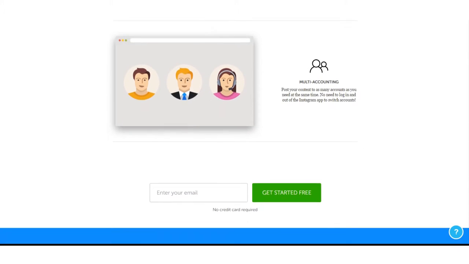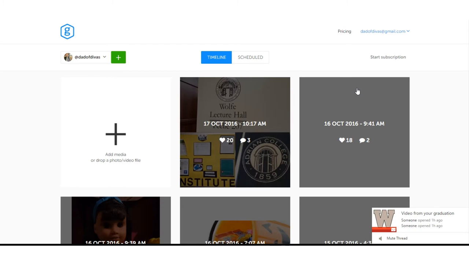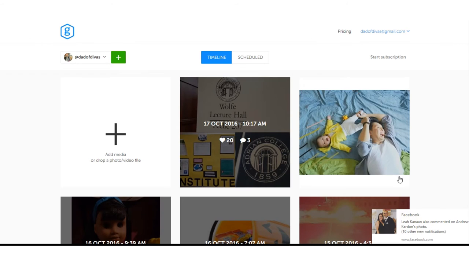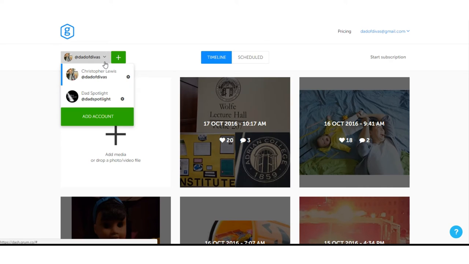So this is the external site that you can see at Grum.co. I'm going to sign in just so that you can see what it looks like when you are actually inside it. Now, this is what my feed looks like, and you can see what accounts you're looking at. Here I have two accounts, my Dad of Divas account and my Dad Spotlight account, and I can easily switch between the two.